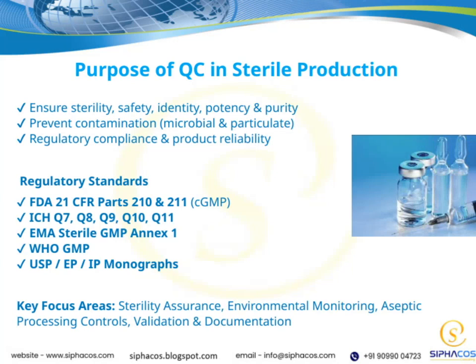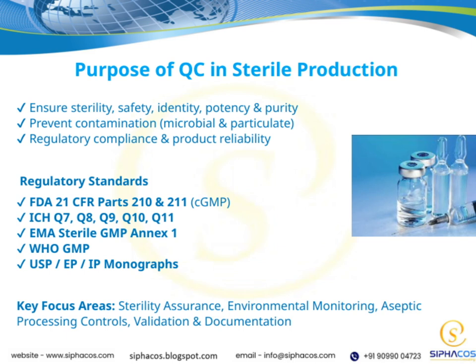Let's talk about the purpose of quality control in sterile production. The main goal here is to ensure that the products are sterile, safe, and properly identified, with the correct potency and purity. This is crucial because patients rely on these products being effective and safe for use. Another key aspect is preventing contamination, both microbial and particulate.